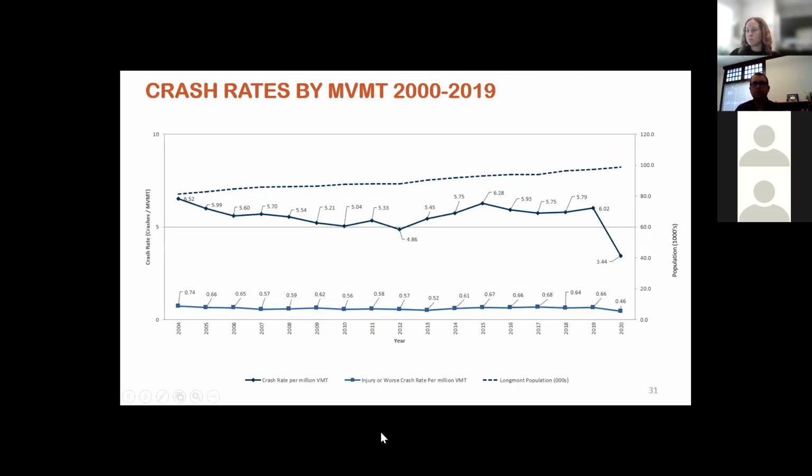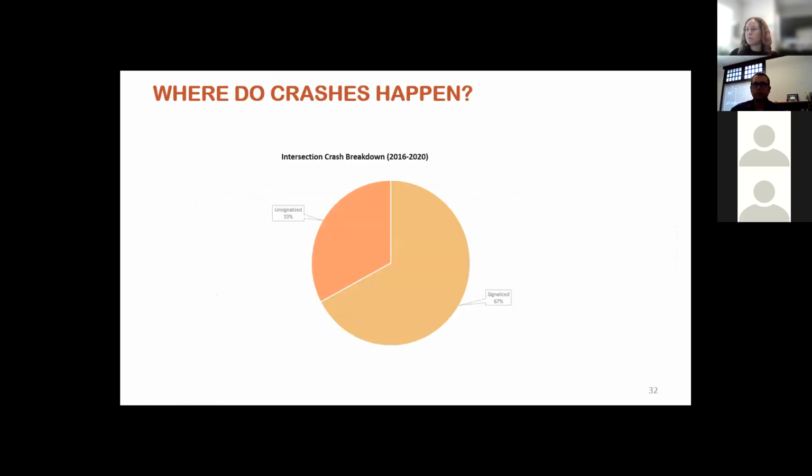Next slide, please. So here's that same or similar data on crashes per million vehicle miles of travel. So even though our overall crashes were down, the crashes per mile were also down, which was a good trend. And then our injury or worse crash rate was down as well. Actually the lowest we've seen since about 2005 or so. So definitely a good trend we're seeing there with the injury or worse crashes. Next slide, please.